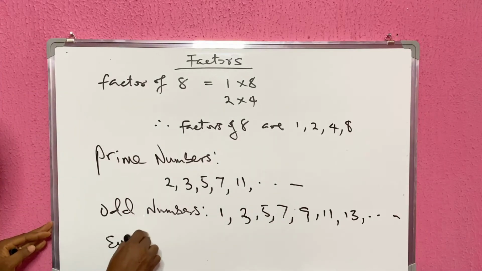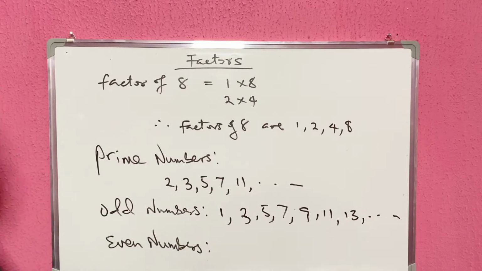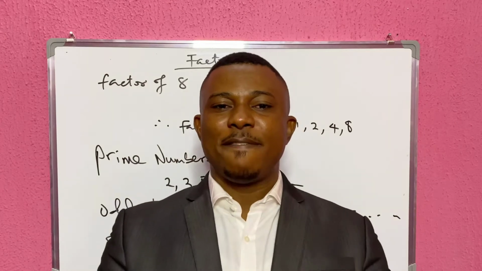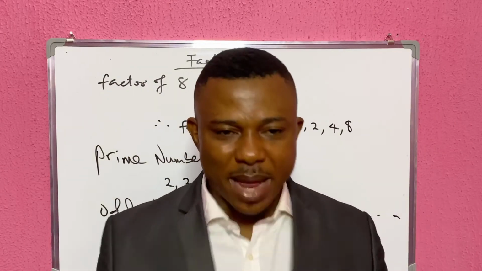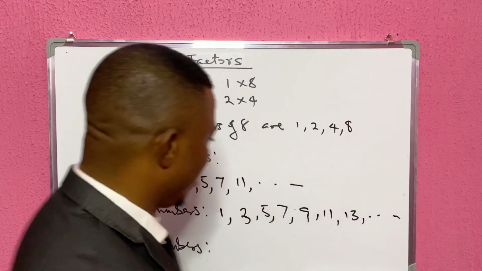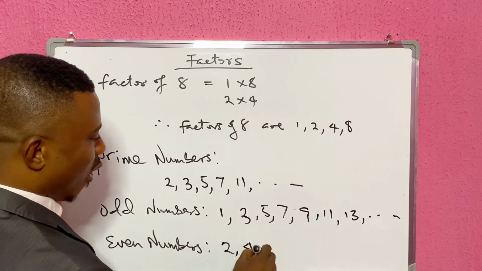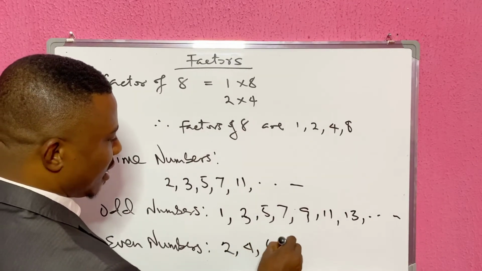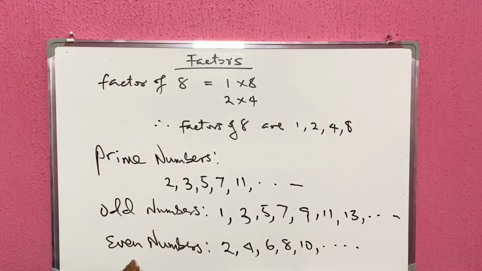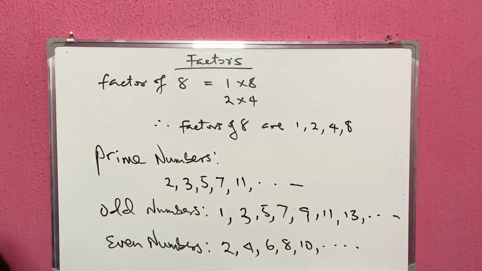Even numbers. These are the numbers that 2 can divide without remainder. 2 can divide them completely. That is, 2 can divide 2, 4, 6, 8, 10, and so on. These are the even numbers, the prime numbers, and the odd numbers. Take note.